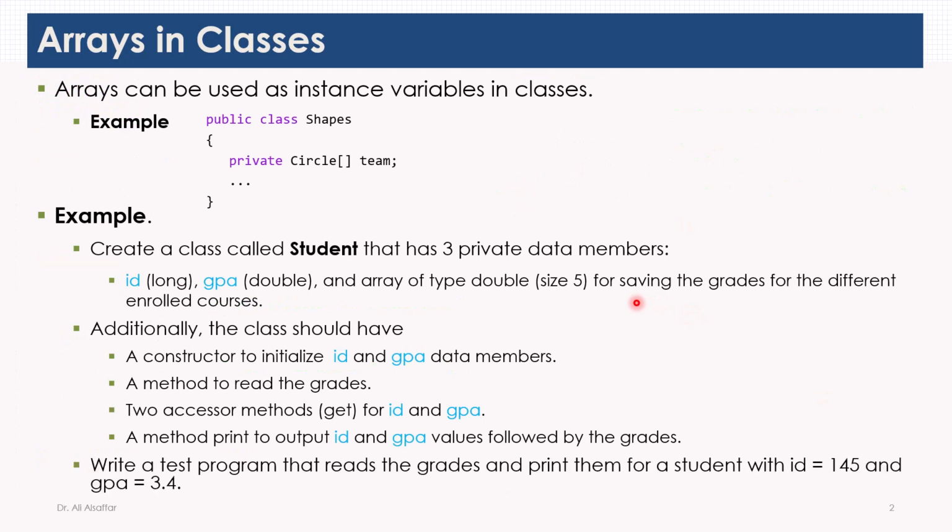Finally, let us write a test program that reads the grades and prints them on the screen for a student with an ID equal to 145 and GPA equal to 3.4. We will write this program inside a main method, and this main method we are going to define inside the class.